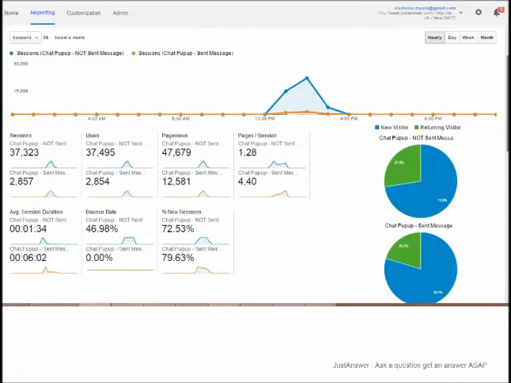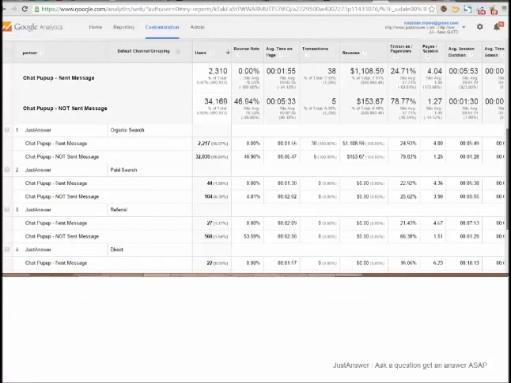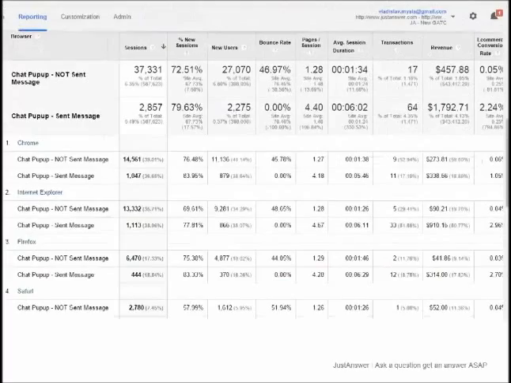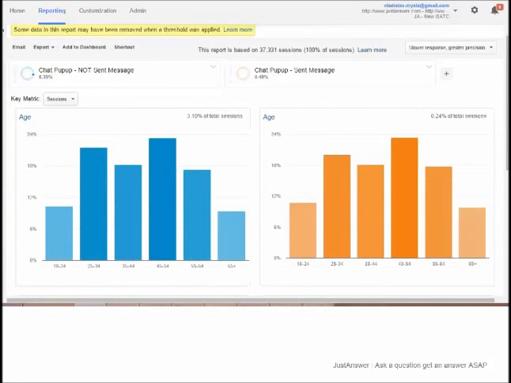Speaking about the chat pop-up window, I tried to differentiate all users who saw it into two segments: users who used it to send a message and users who did not. And that showed really impressive things. First of all, I found that most of the users who saw the chat message were from SEO traffic. The second interesting thing was that users who are using Internet Explorer are more likely to ask questions through the chat pop-up. There is no difference in what age they have.